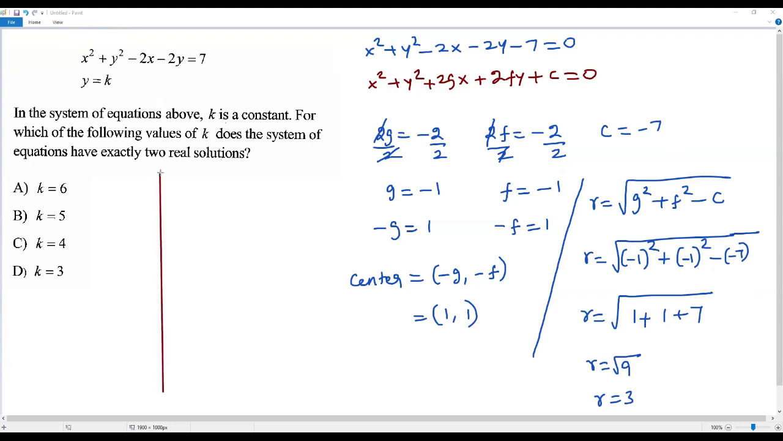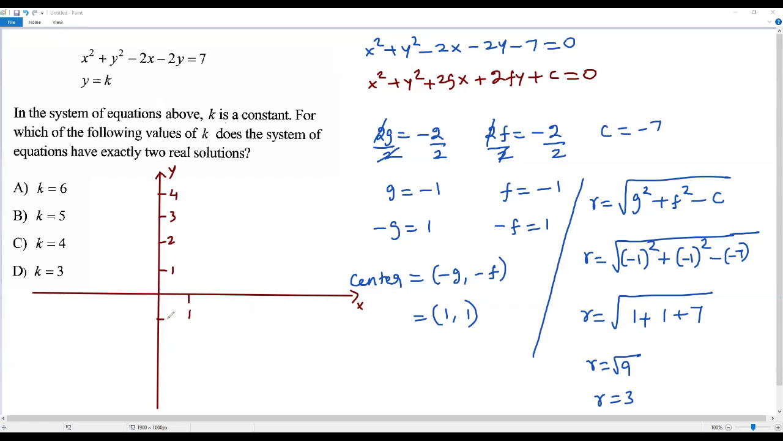Okay, now let me sketch the graph of the given circle. Just a moment. So here we have the xy plane. Let me mark the vertical axis y over here and the horizontal axis x over here. Let me take the value 1 over here, and 1 over here, 2, 3, and here we have 4, and here we have negative 1, negative 2, negative 3, negative 4.